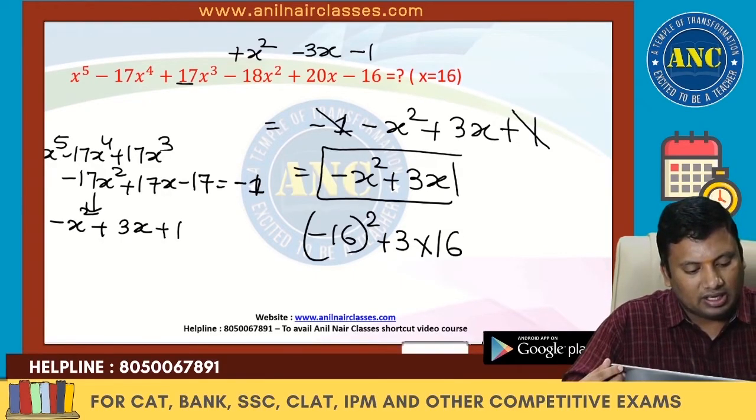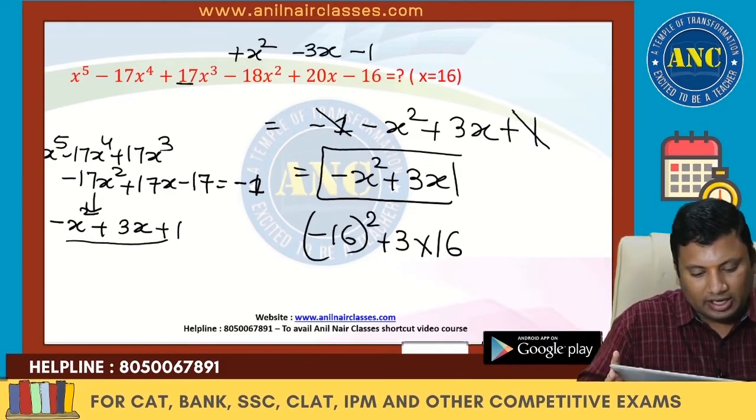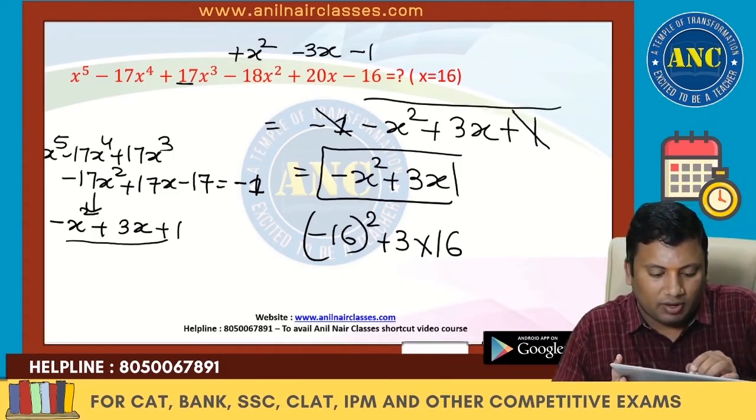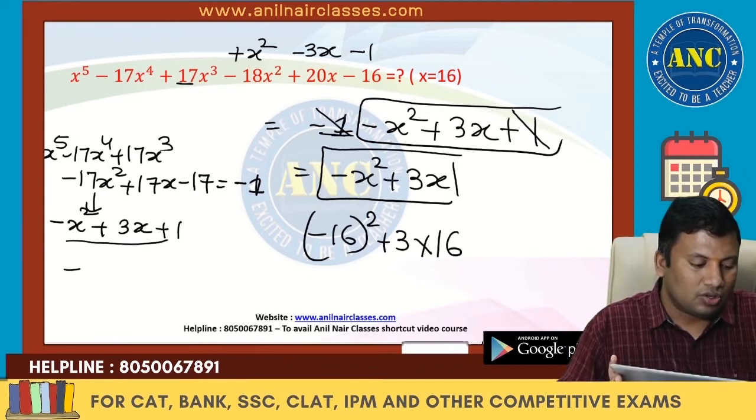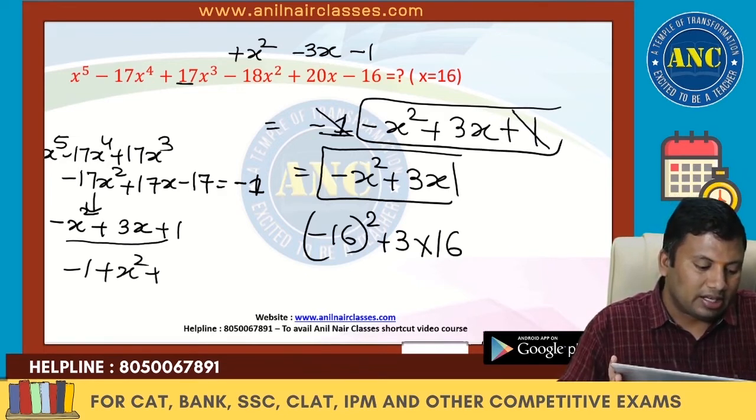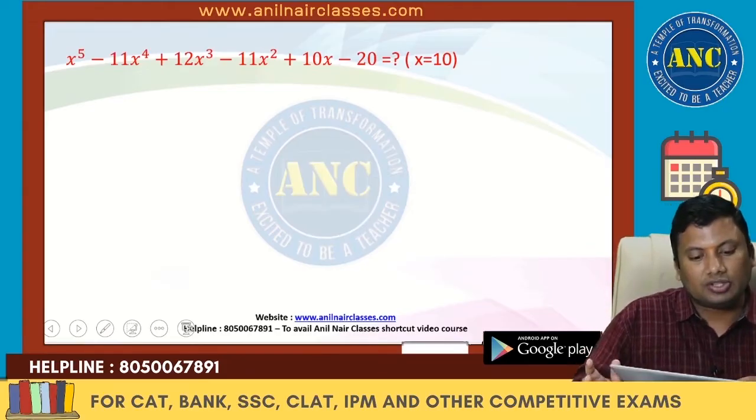I hope it is clear. Right? Minus x square I am adding, 3x I am adding, 1 I am adding. This is what I did. This is nothing but minus 1. So to minus 1 I am adding x square plus 3x plus 1. The idea is clear. Next one.